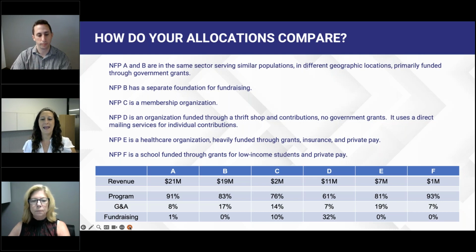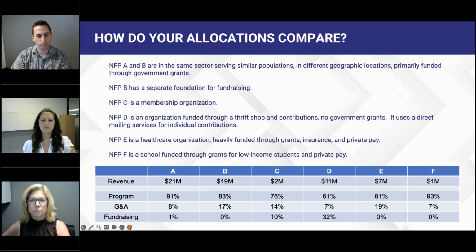So not-for-profit A and B are in the same sector, serving similar populations, but in different geographic locations, and they are primarily funded through government grants. And you'll see here that A and B are similar size organizations in terms of revenue, because we thought we would give you the size of the organizations here. And you'll see that their percentages are a little different, that one organization has 91% as their program percentage, and the other one is 83%.